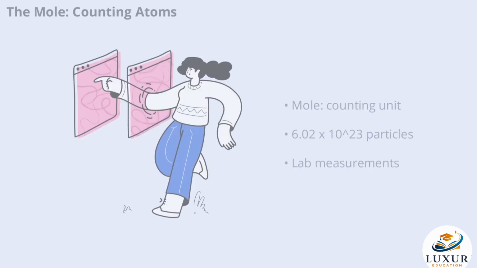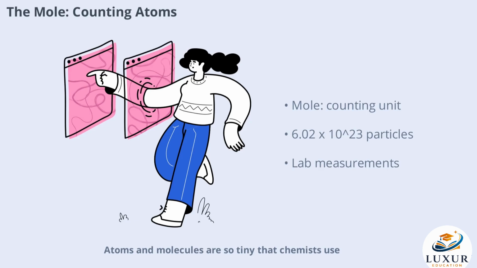Atoms and molecules are so tiny that chemists use a special unit called the mole to count them. 1 mole is a specific number of particles, about 6.02 x 10^23. This makes it easier to measure and mix chemicals in the right proportions. For example, to react hydrogen and oxygen to make water, you need 2 moles of hydrogen for every 1 mole of oxygen. The mole concept connects the microscopic world of atoms to the amounts we use in the lab.